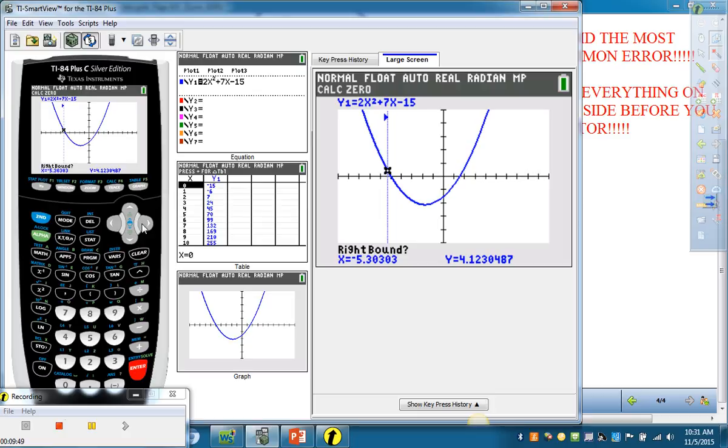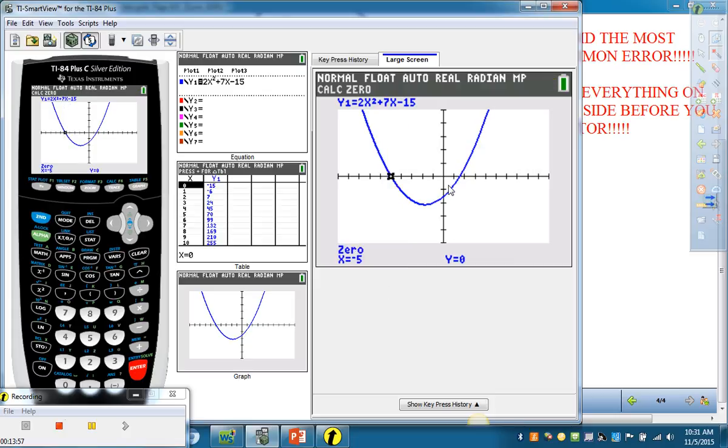And it asks for a right bound, so we move to the right side of that zero. Am I to the right of it? Yes. I will hit enter, and then it says guess, and I hit enter one more time. I get negative 5. Okay?